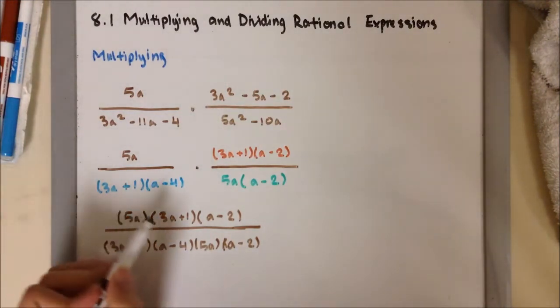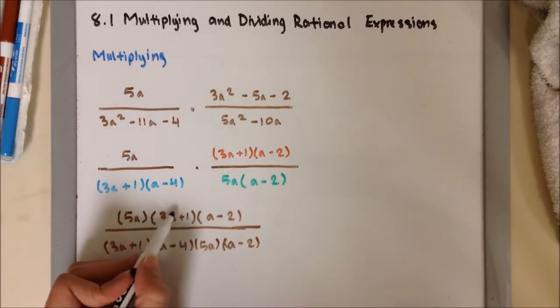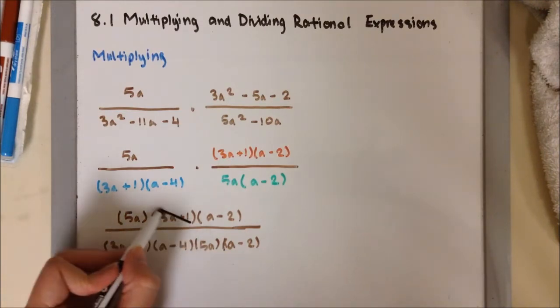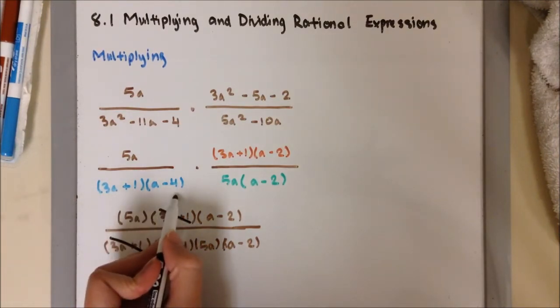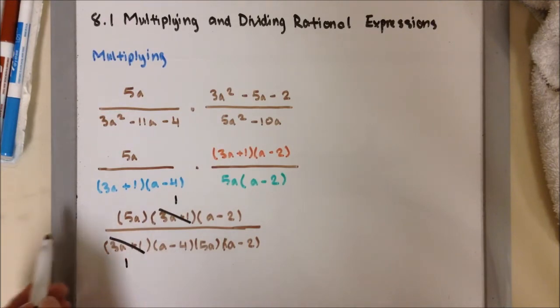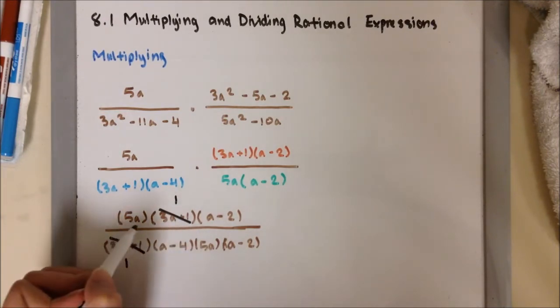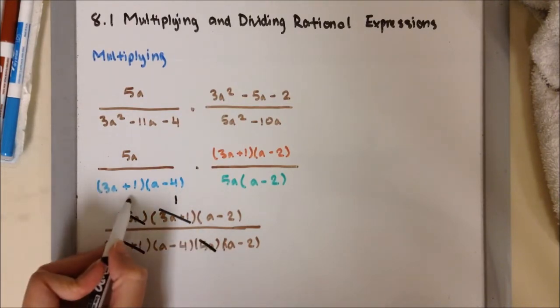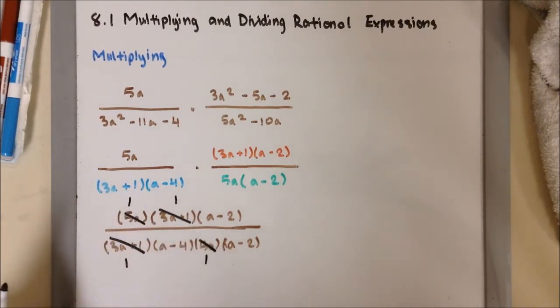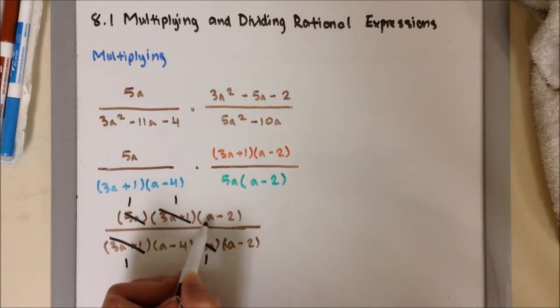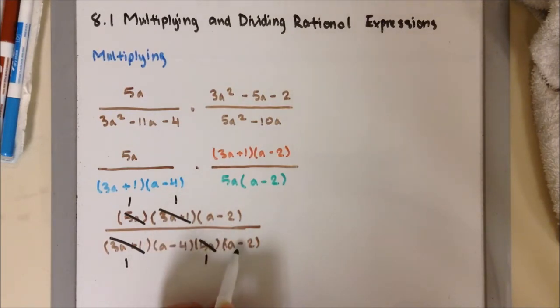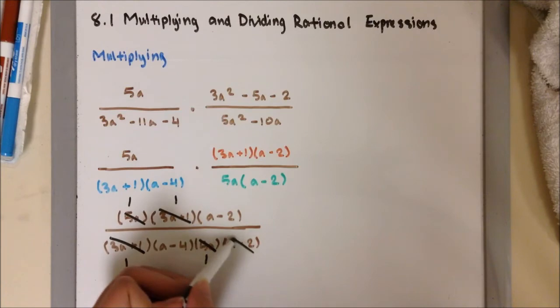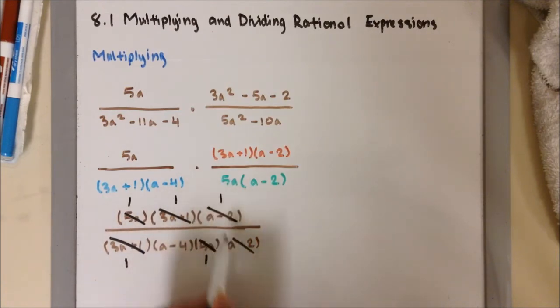So I notice I have one 3a plus 1 in the numerator and in the denominator. So when I divide, these will become 1. I also notice I have a 5a in the numerator and denominator, so I'm going to divide and both of them will become 1. In addition, I have one a minus 2, meaning one factor of a minus 2 in the numerator and one factor of a minus 2 in the denominator. So when I divide them, both of them will become 1.